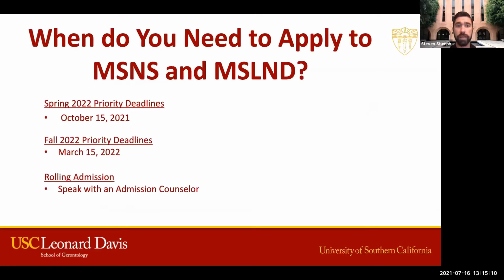For our Master of Science in Nutritional Sciences and our Master of Science in Lifespan Nutrition and Dietetics, those programs have two start dates per year, a fall start date and a spring start date. If you're interested in starting in spring 2022, the priority deadline will be October 15th. And if you're interested in a fall 2022 start date, the priority deadline will be March 15th. Again, like our other master's programs, we will be accepting applications on a rolling basis after the priority deadlines.